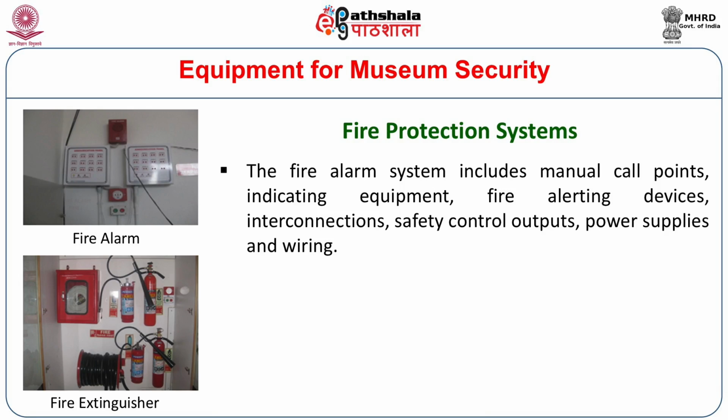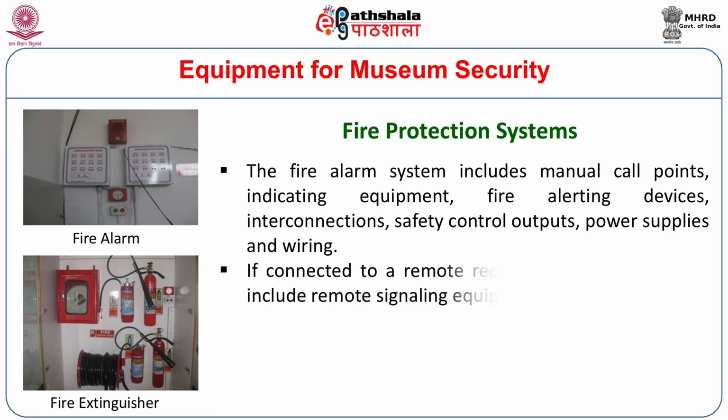Fire protection system involves fire alarm, which includes manual call points, indicating equipment, fire alerting devices, interconnections, safety control inputs, power supplies, and other types of wiring, etc. It is also connected to a remote receiving center.